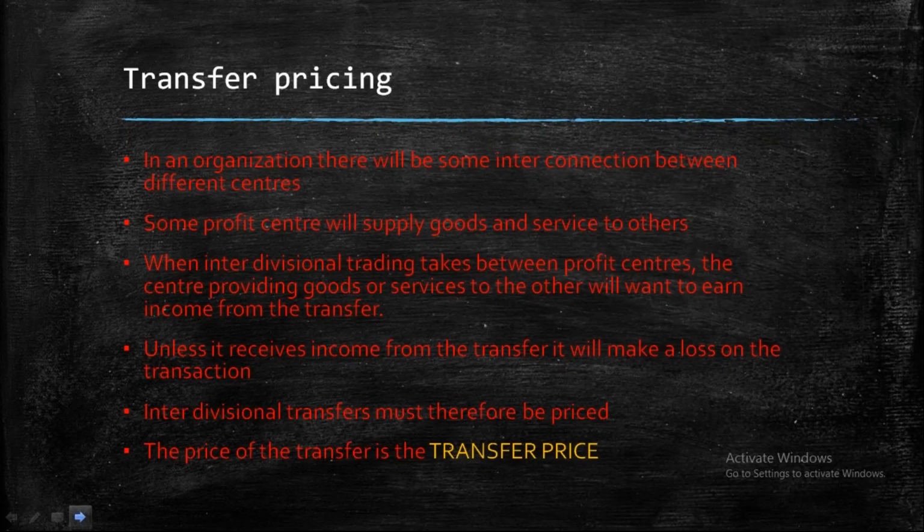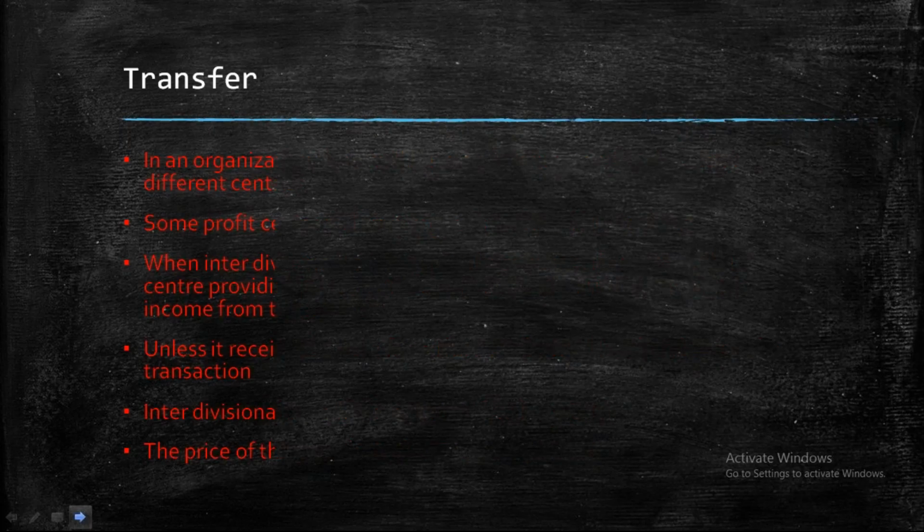So in transfer pricing, there will be some interconnection. Some profit center will supply goods and services to others, like what we see here. When interdivisional trading takes place, the pricing will have to be done. The price of the transfer is what we call the transfer price. That is the internal price.